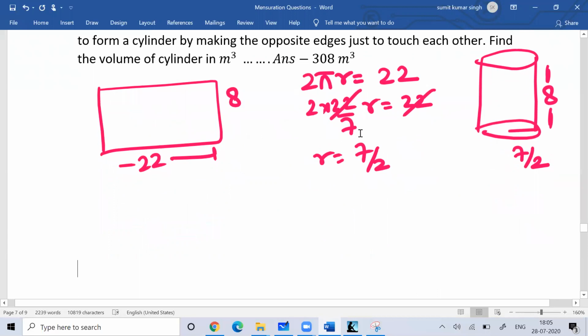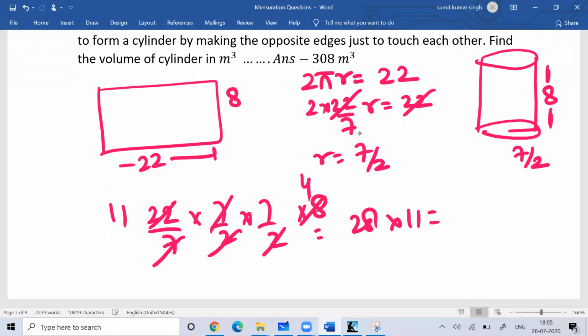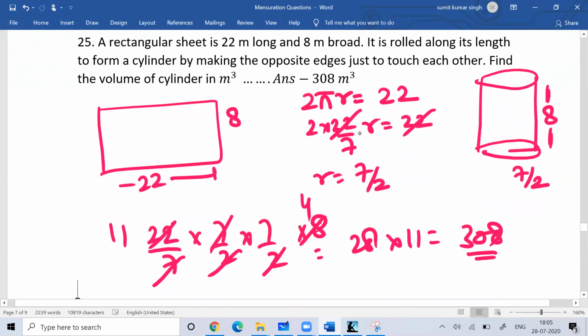So you want the volume, that is pi into r into r into h. This gets cancelled, this is 4, this is 11. So 28 into 11, you get 308. Whatever the unit is, meters, so 308 meters cube.